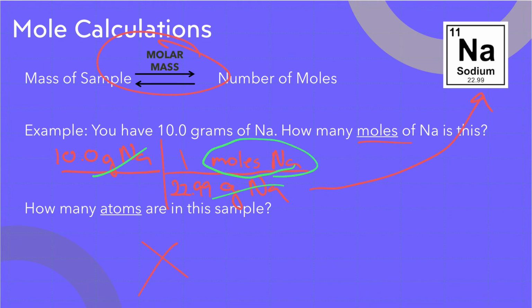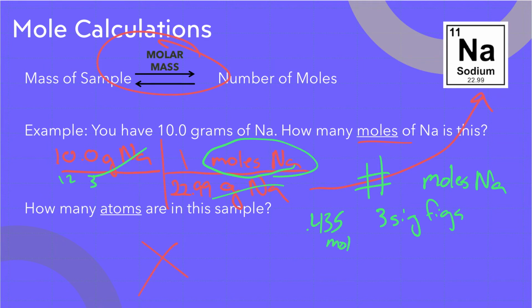Then you just do the calculation, and you're going to get a number with 3 sig figs, and the units are going to be moles of Na. Again, 3 sig figs because there's 1, 2, 3 sig figs in this one. So you're multiplying everything across the top, and then dividing by 22.99 at the bottom. I think the number is somewhere like 0.435 moles. I think that's what you should have gotten.